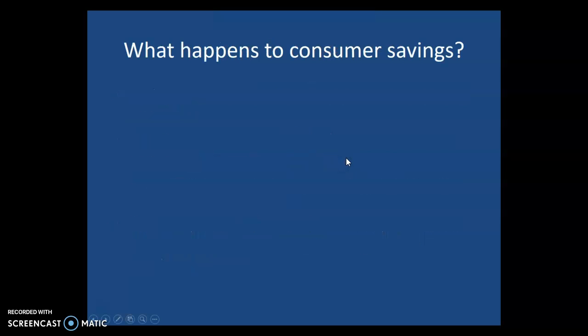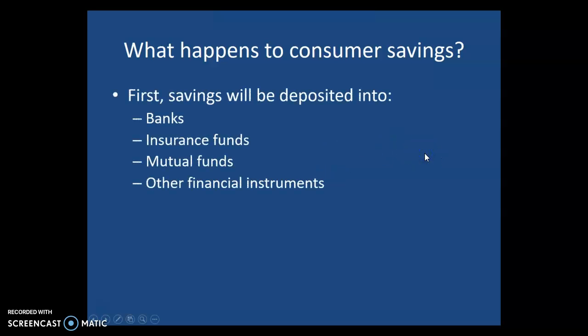So when we do save, going back to savings, what happens to our savings? Well, savings will be deposited, and they'll be deposited into typically banks or some kind of insurance fund or mutual fund, which is really a pool of different things like stocks and bonds or other financial instruments. That's what we do when we save. We don't put the money in underneath our mattress. We put the money into some kind of institutional fund of some sort.